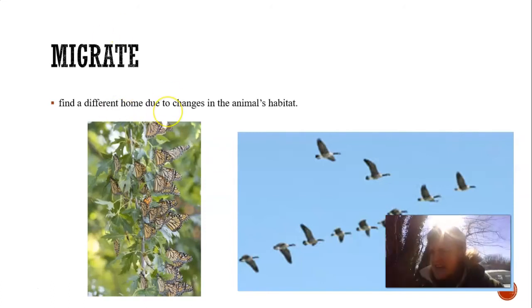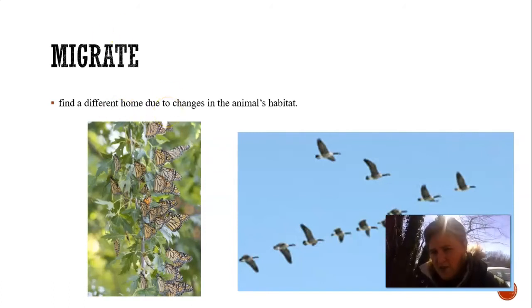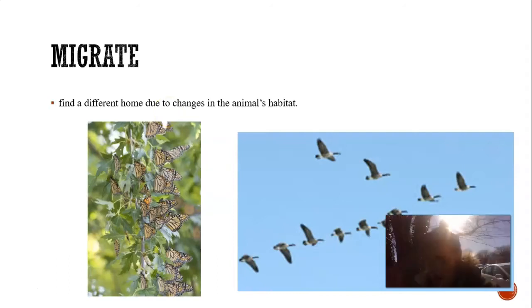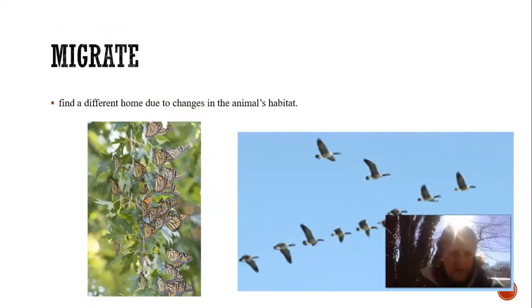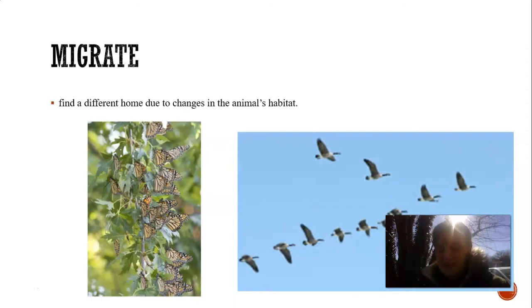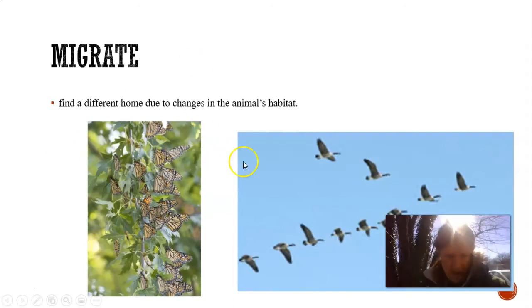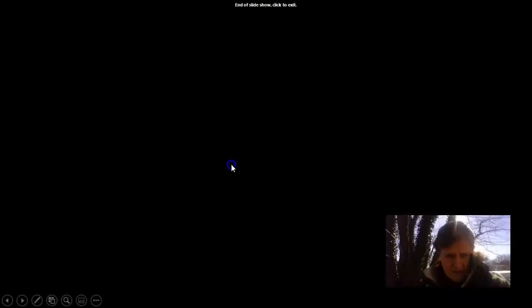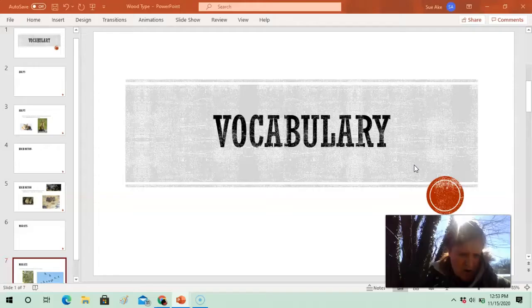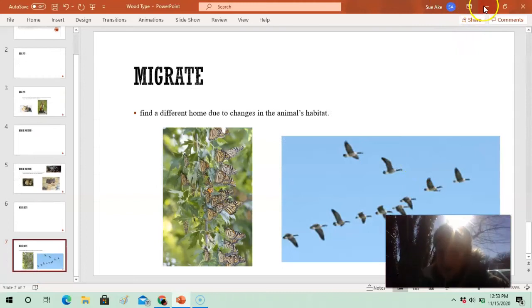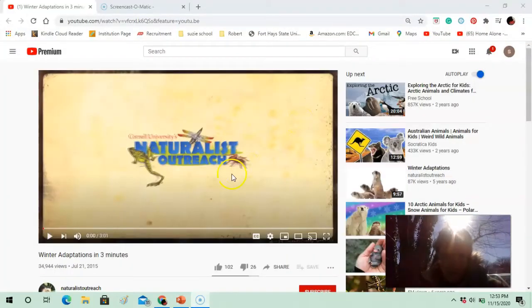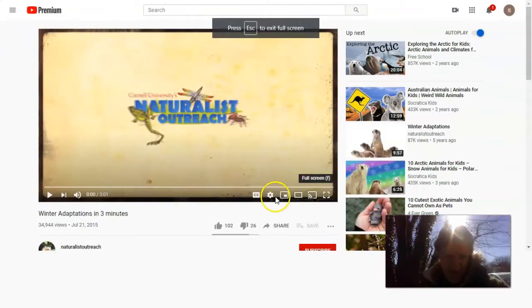Here I have geese, and I think most people have seen geese flying over in huge V's. That's a really interesting process, maybe we'll get to talk about that another time. And then I have the monarch butterflies, which are a beautiful migration when you see them coming through, and they do come through Kansas. Those are some of our key words that we're going to be talking about today. Now we're going to watch this video over winter adaptations. So I'll put that up there for you.